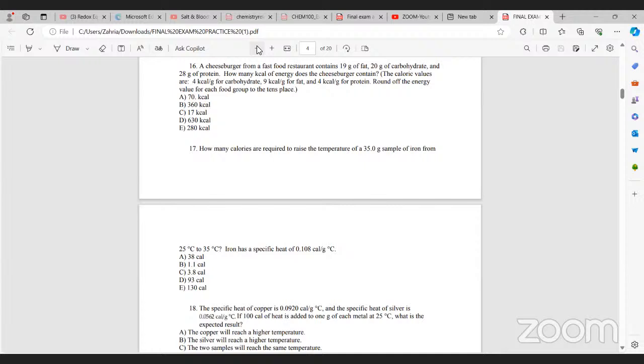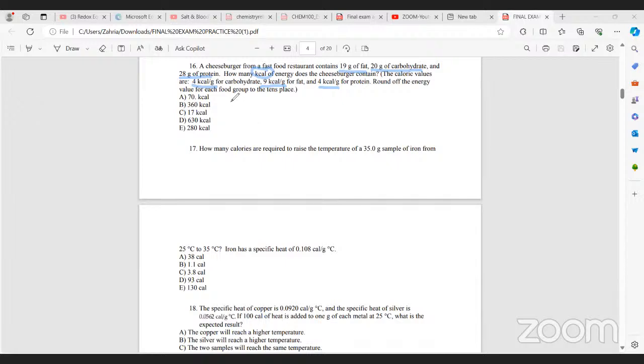It is not. So for number 16, it says a cheeseburger from a fast food restaurant contains 19 grams of fat, 20 grams of carbs, and 28 grams of protein. How many kilocalories of food does that cheeseburger contain? The caloric values are 4 kilocalories per gram for carbs, 9 kilocalories for fat, and 4 kilocalories per gram for protein. I know there's a lot of information here, but it's not that bad. Let me show you the easiest way to do it.